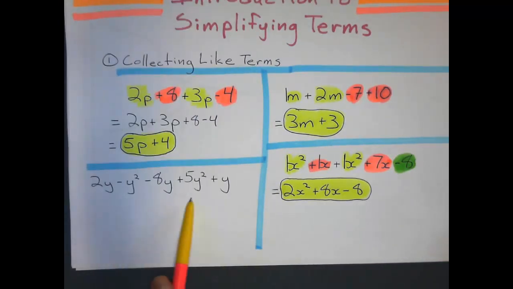Okay, one more example. Try to do it the same way I did. Highlight the like terms and combine those like terms by just combining their coefficients. And if there's no number in front of the term, put a 1.